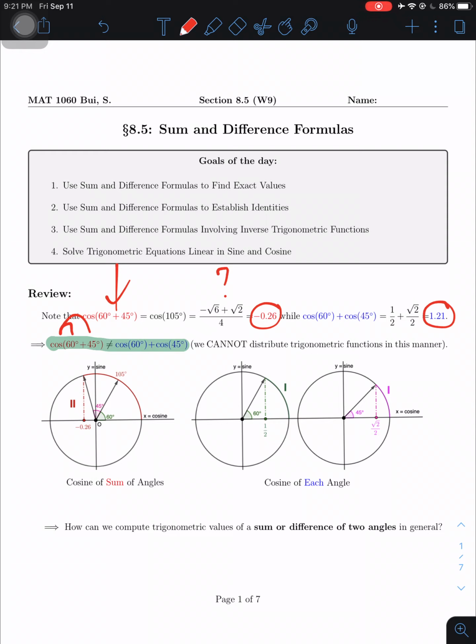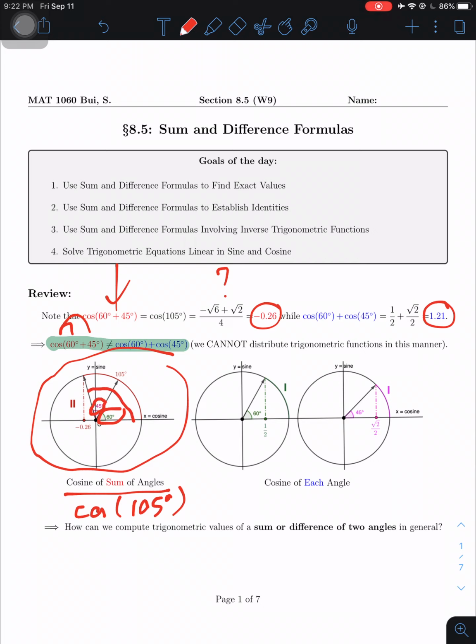Now let's talk about the reason why cosine or any trig function is not distributive. Imagine you start with this picture. We all know that cosine is the x-axis and sine is the y-axis by now. In this picture I'm going to talk about the cosine of a sum of angles, which is cosine of 105 degrees. What do we have here? We have 60 degrees, and on top of the 60 we're adding 45 degrees. Together, this angle from here to here is 105 degrees.